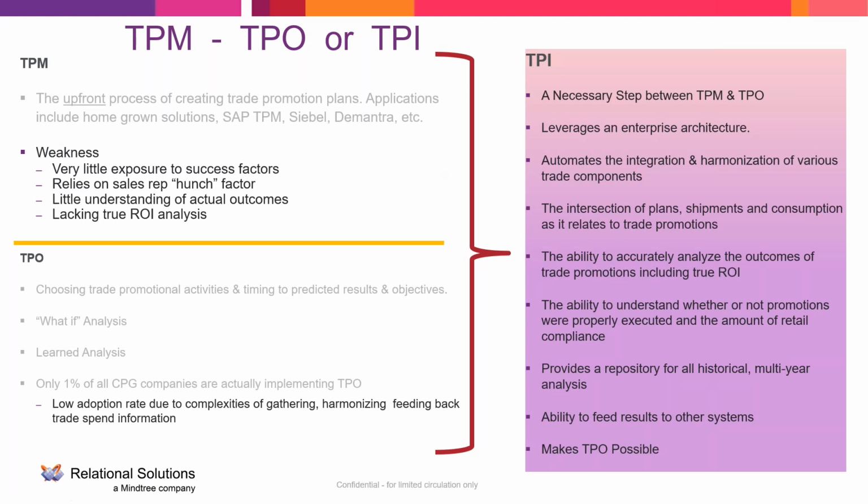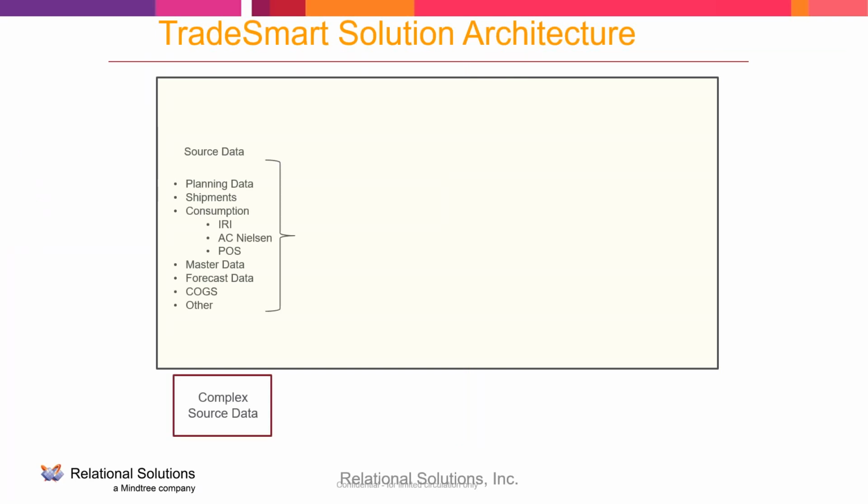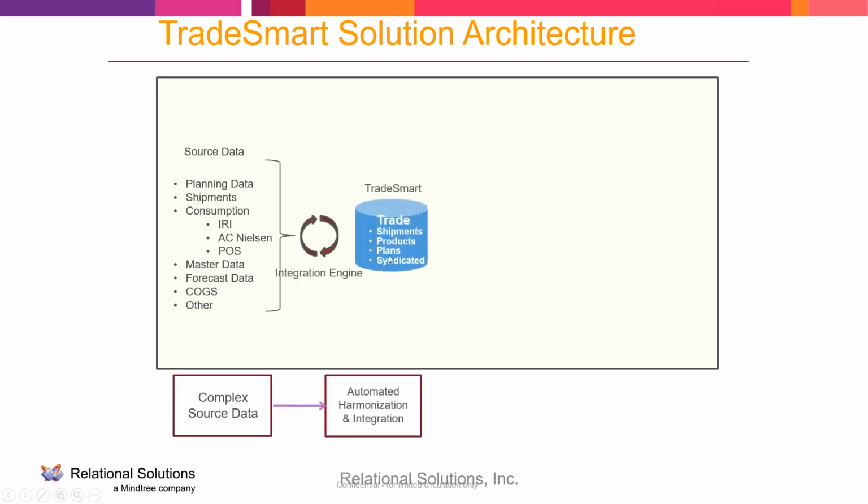The TPM reports have the information required for the trade promotion management application. What you actually need is that plan data from the TPM solution, but you also need your shipment data, which could be in SAP or Oracle or anywhere else. You need that consumption data coming in from all those different POS sources. That needs to be integrated with your master data, and we need to pull in the forecasts, as well as your cost of goods sold from your financial system. Once we have all that information, we're then integrating it into our trade promotion intelligence solution.